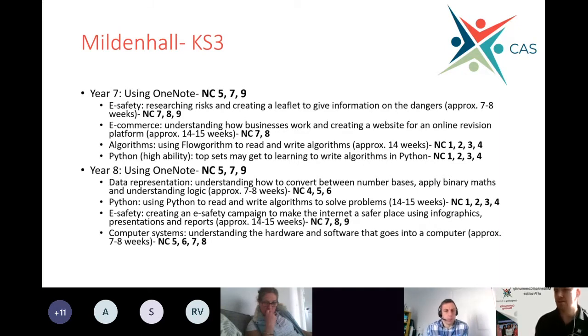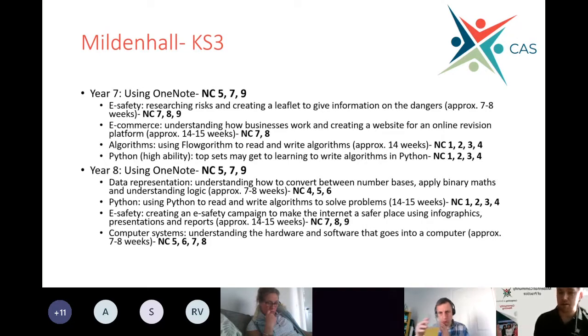By the end of year 7, they'll start to then introduce Python, and so we might do that for a few weeks towards the end of the year, and that then helps us to carry on with the algorithms work, but they're then looking at using Python instead in there.